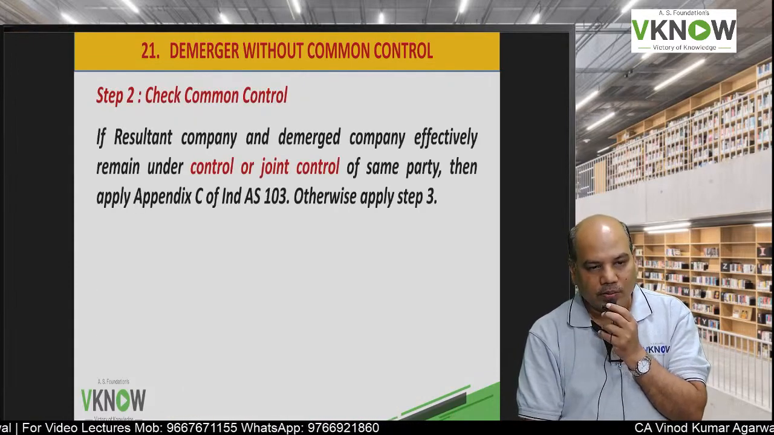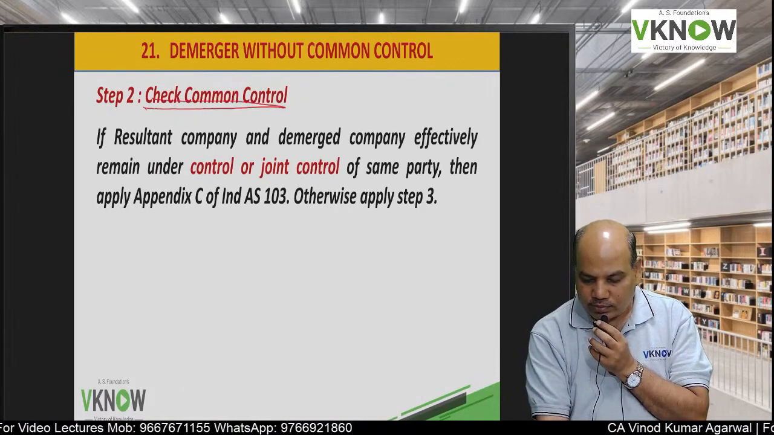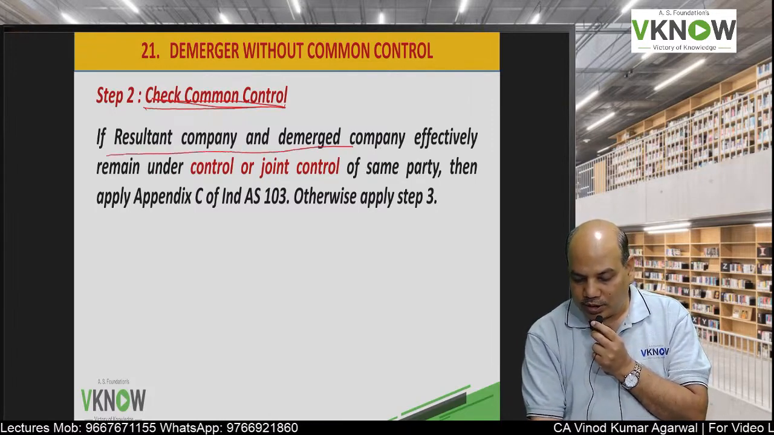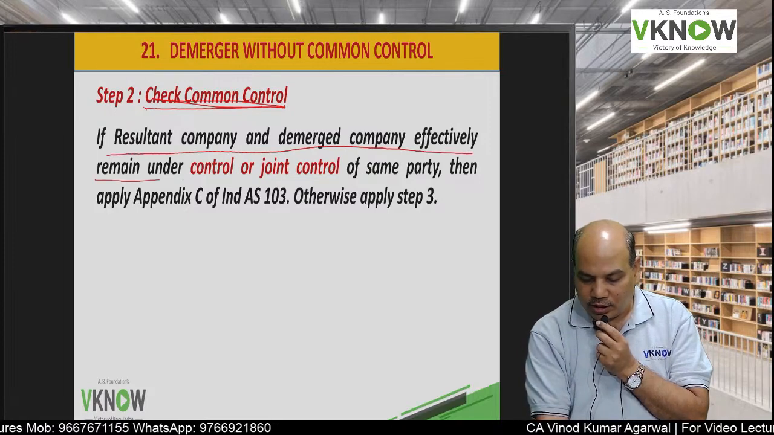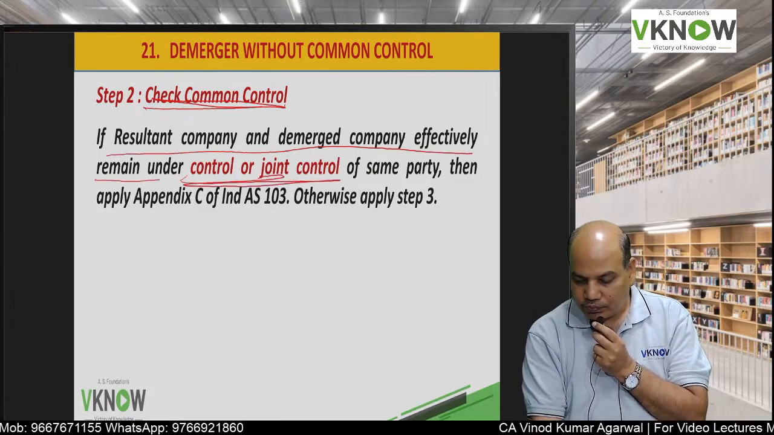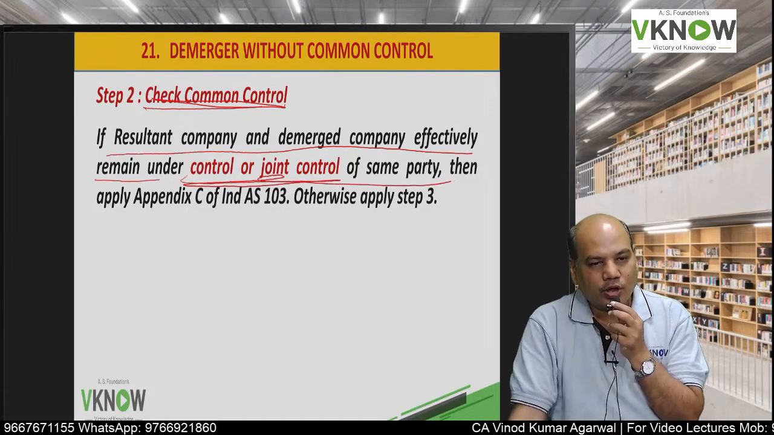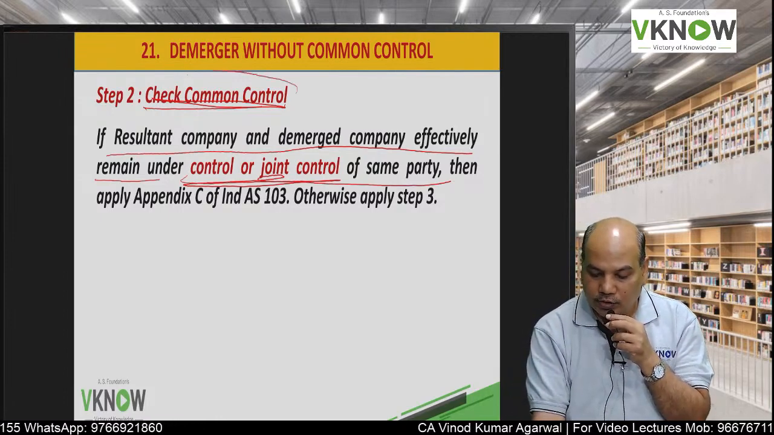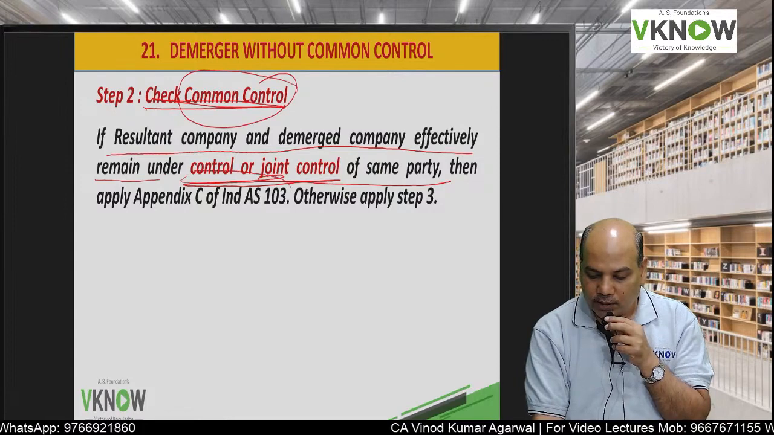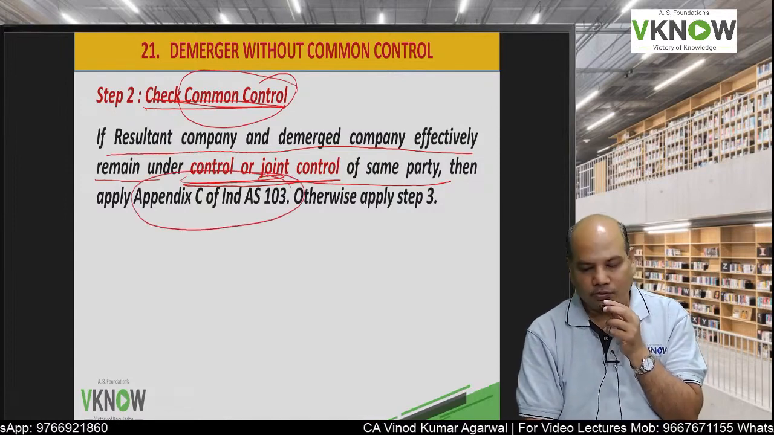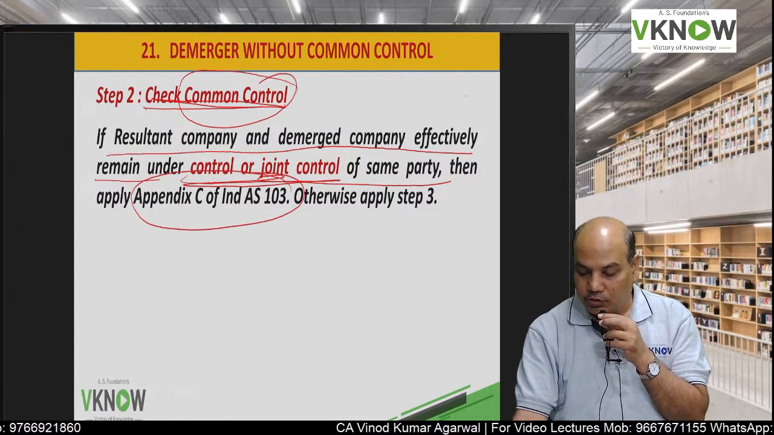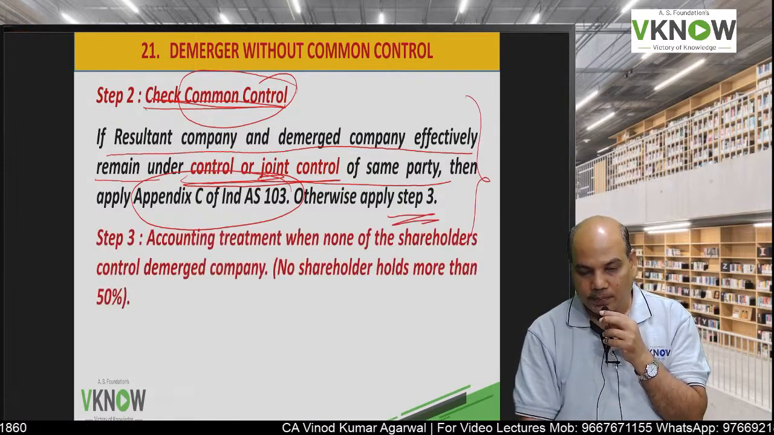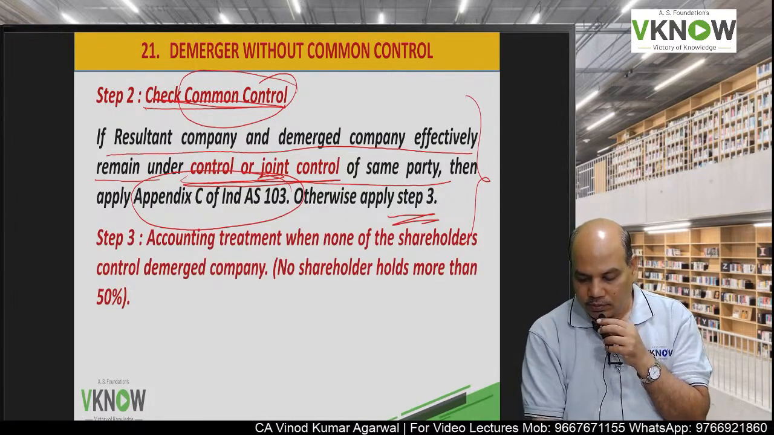Then we have to check common control, very important for the exam. Common control means the resultant company and the demerged company effectively remain under control or joint control of the same party. Then it is a case of common control, and we will apply Appendix C of Ind AS 103. If it is not common control, go to step number 3.